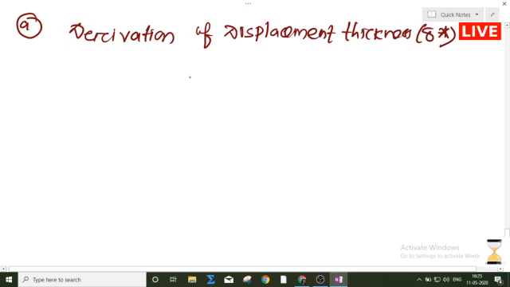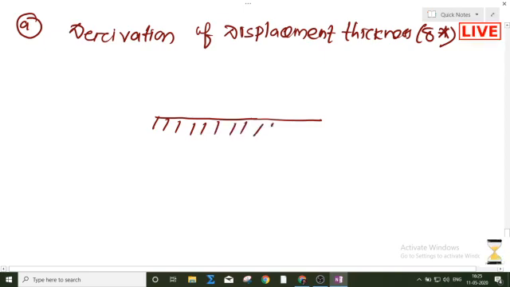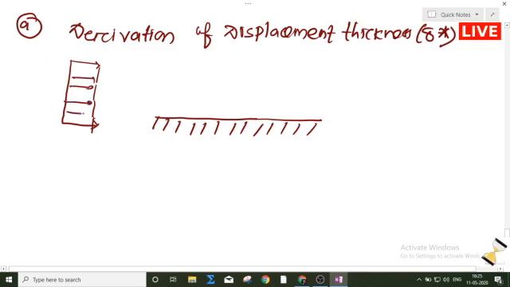So understand this very carefully. Suppose this is my solid boundary, and this is my free stream velocity. The free stream velocity means the velocity is uniform throughout, and the velocity will be u infinity.